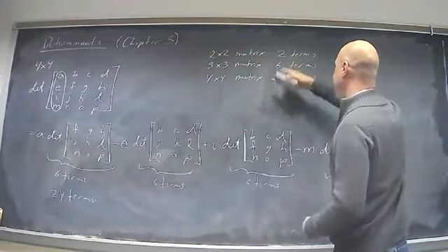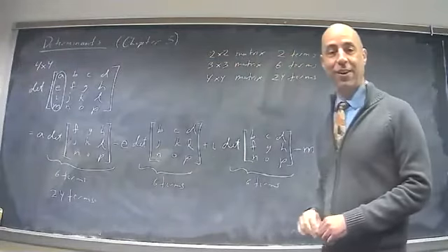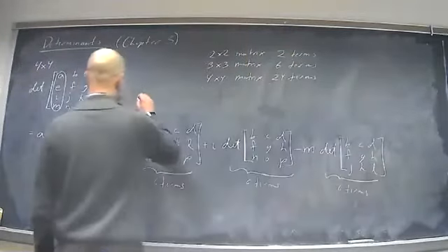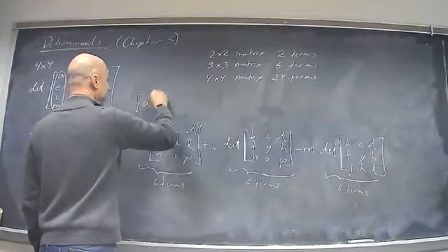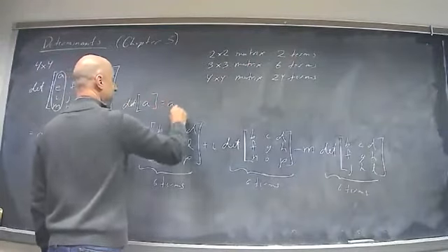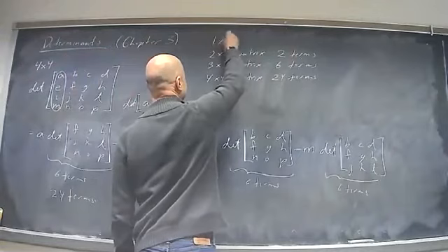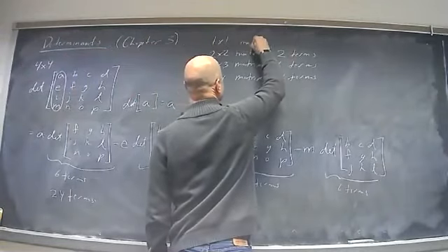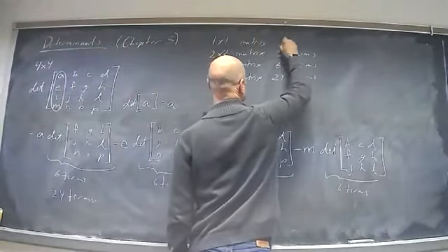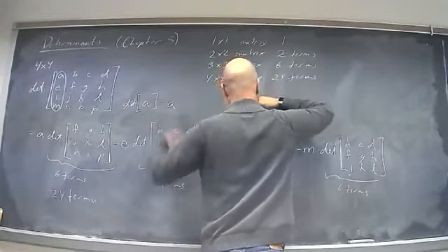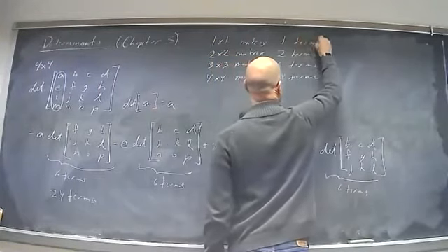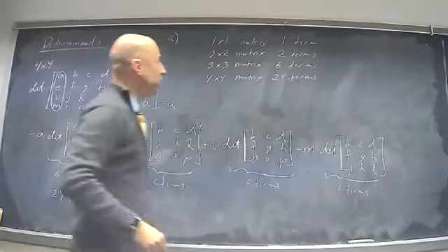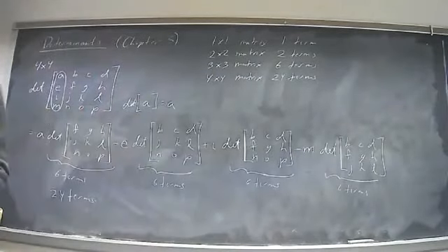Does anybody recognize these numbers, 2, 6, 24? For a 1x1 matrix, the determinant is just A. So for a 1x1 matrix, there's just one term. It's just the entry itself. Anybody recognize these numbers? 1, 2, 6, 24? That's factorial, right? Yes, it's factorial.